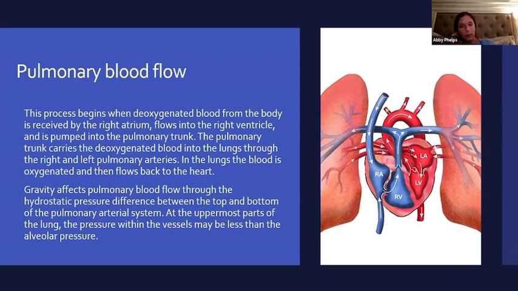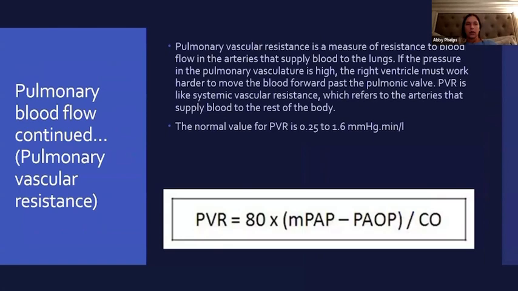Gravity affects pulmonary blood flow through the hydrostatic pressure difference between the top and bottom of the pulmonary arterial system. At the uppermost part of the lung, the pressure within the vessels may be less than the alveolar pressure. Right.